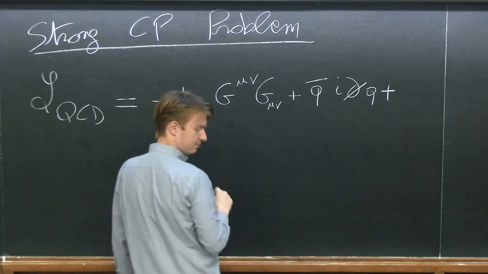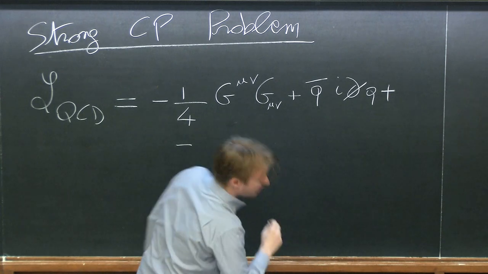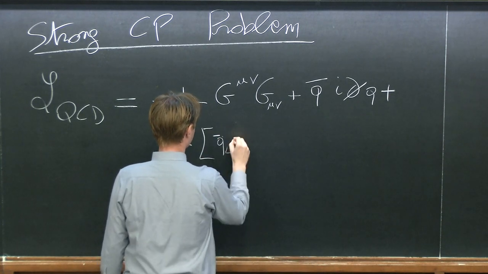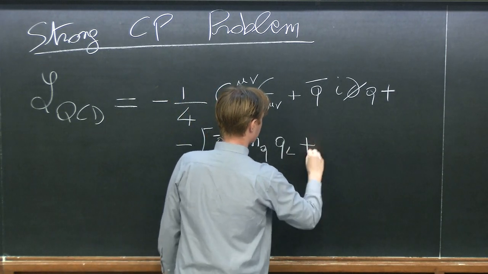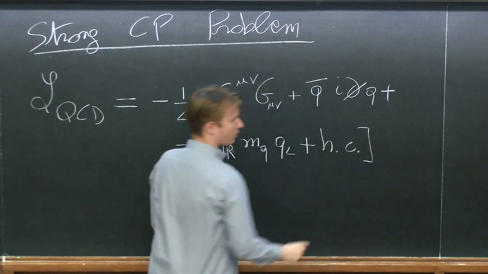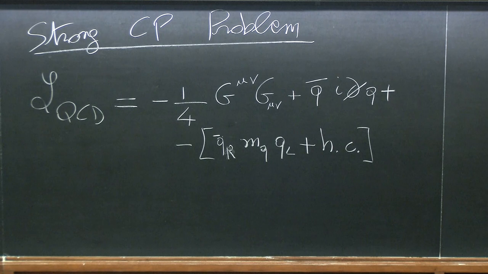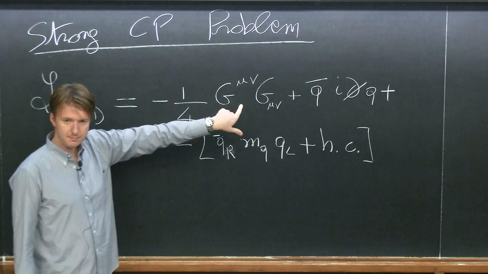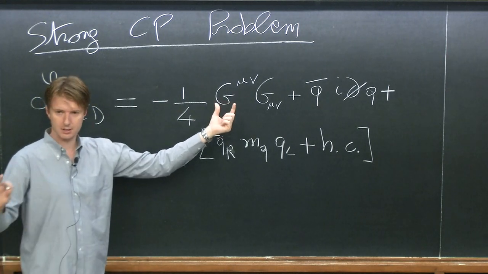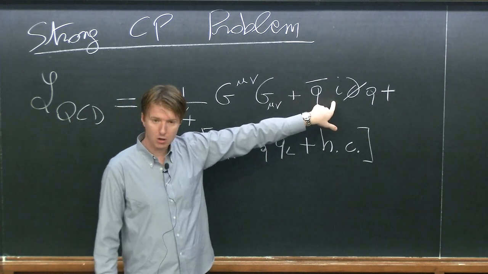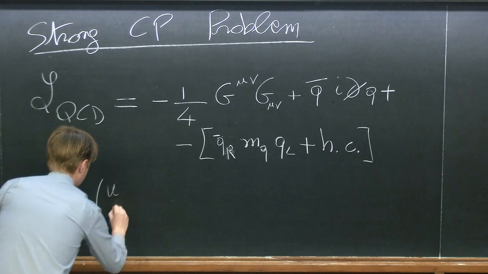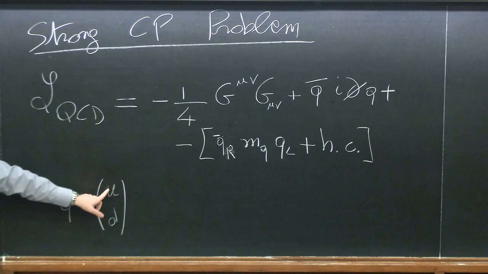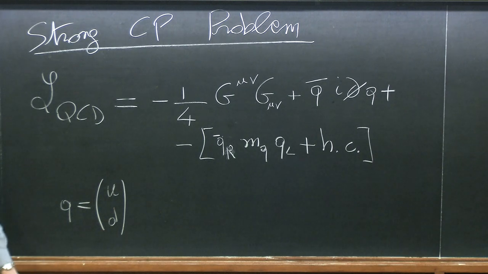I need to go down. So let's see what convention, okay. Okay, so this Lagrangian describes strong interactions. G is the field strength of the gluon. So this is the kinetic term of the gluon. This is just the gauge theory. Q are quark fields. So Q for me is a vector. And let's consider just QCD with 2 quarks, up and down.